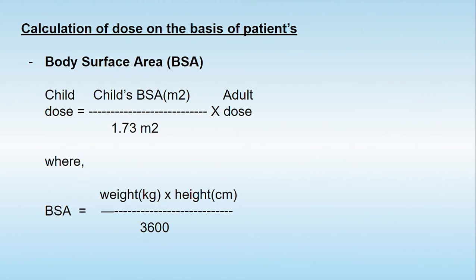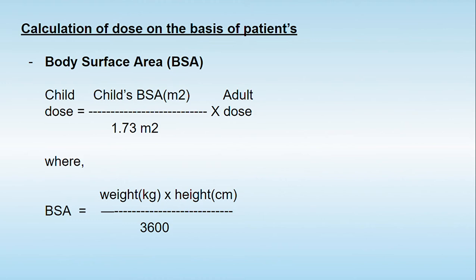Next, the third type of calculation is based on the body surface area. Here the most important thing is that the child dose is equal to the child body surface area, in meter square, divided by 1.73 meter square, multiplied by the adult dose. The important thing here is that to find out the body surface area of the child, you require the weight and the height. So I keep the weight and the height.